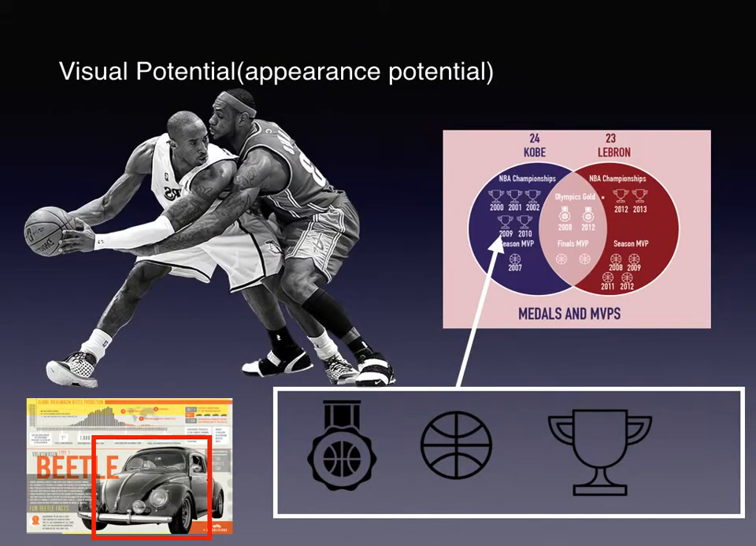For appearance potential, I use a giant picture of Kobe and LeBron. One is offending and another one is defending. I want viewers to know my infographic is about Kobe and LeBron. I got an insight from my base model. In the red box, there's a giant beetle in my base model, as you can see. I also use icons of medals, basketball, and the champion cups to represent their achievement.